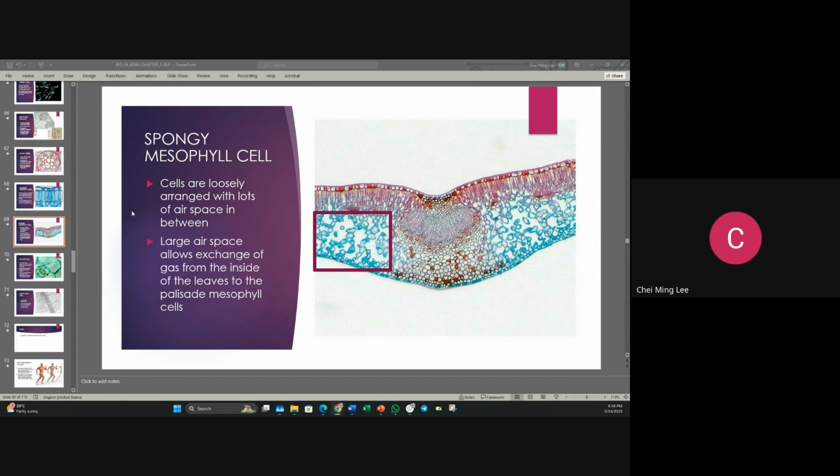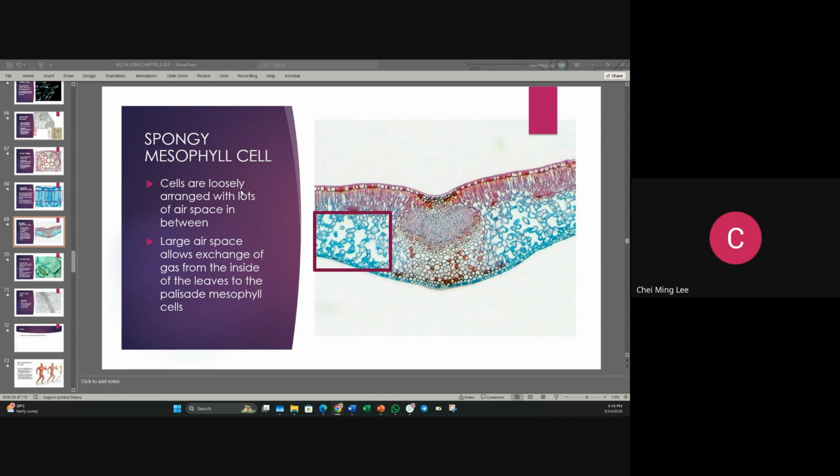Okay, through here. So the cells are loosely arranged with lots of air space in between, and the large air space will allow the exchange of gas from the inside of the leaf to the palisade mesophyll cell. From here, pass to here, because the palisade mesophyll cell is the site for photosynthesis. You see, this is the top part of the leaf, so all the sunlight is on the top side. So that's why the palisade mesophyll cell is tight, close to each other.